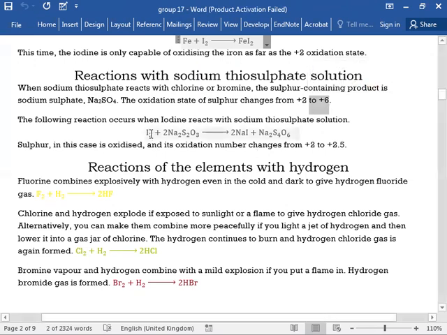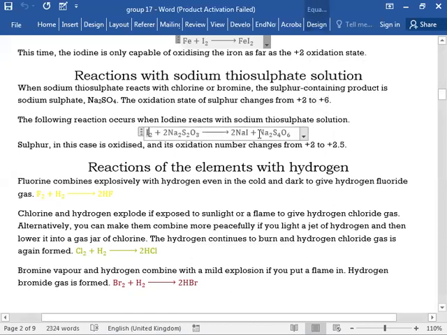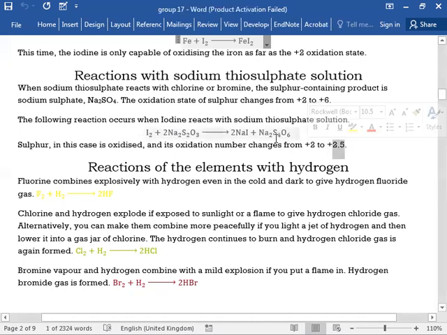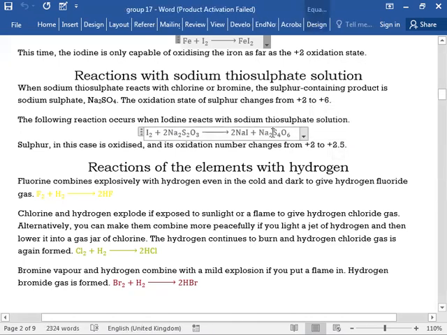But when it reacts with iodine, it forms this. What is the oxidation state of sulfur? It goes from +2 to +2.5. You can figure out the oxidation number of sulfur in this. That is 2.5. So that is how much its oxidizing power is: it only changed sulfur from +2 to 2.5. This shows that iodine is a weak oxidizing agent compared to chlorine and bromine. Is that clear or not? So these were different reactions that we did to compare the oxidizing ability of chlorine, bromine, and iodine.